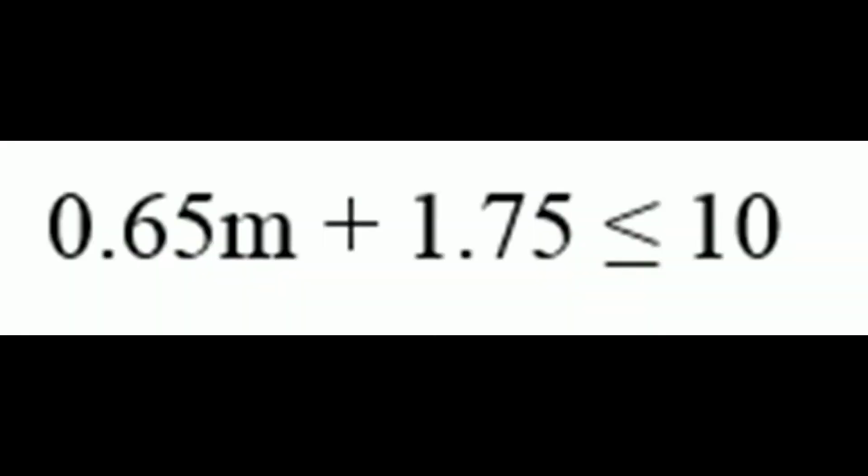Step 3. Write the inequality. Since the flat rate is $1.75 and an additional $0.65 every mile traveled, but Katie should spend only $10 or less for the fare, we have 0.65 M plus 1.75 is less than or equal to 10.